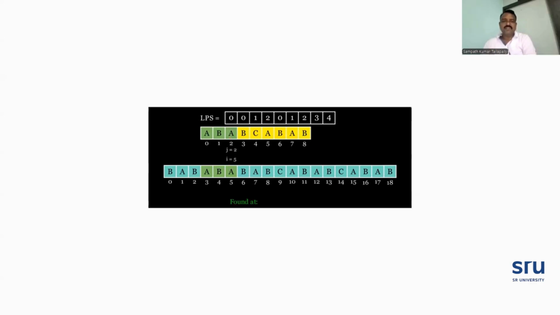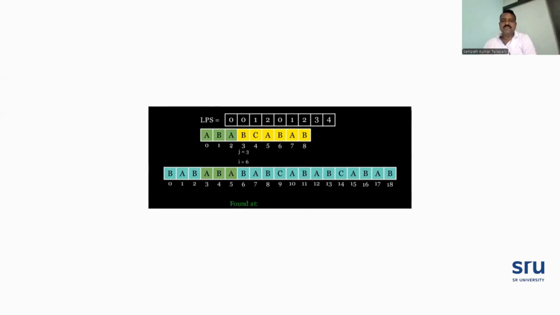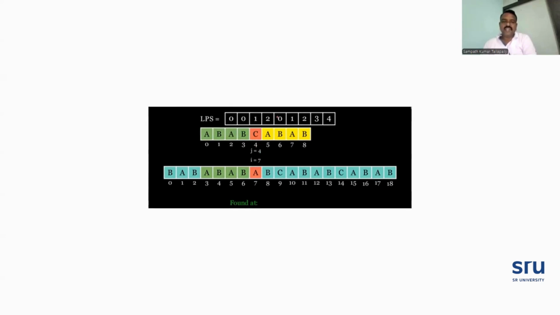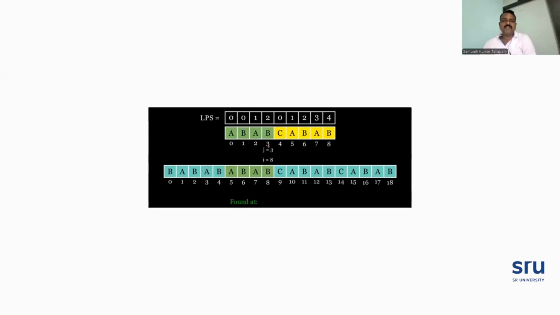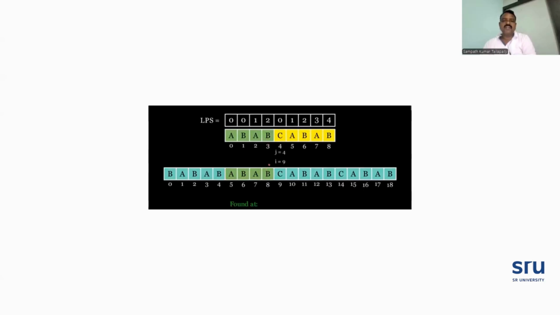Now we are going to compare these two elements, and again they are not equal. Whenever they are not equal, we take this value and again perform 4 minus 2 is equal to 2. Again, J will be equal to 2 instead of 4. Now we compare these two elements and observe that these two are equal. Then we increment my J and I. They are also equal, and so on.